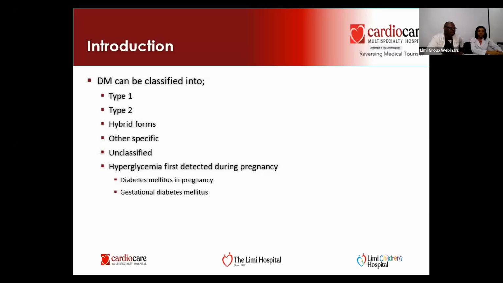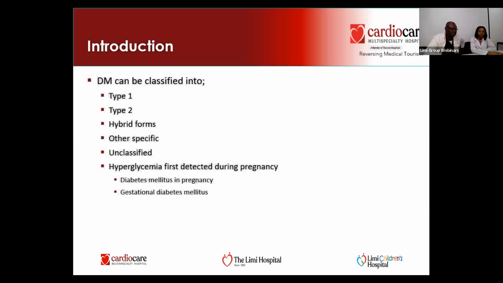One is latent autoimmune diabetes of adults, which used to be called type 1.5. It looks like type 1, but there are no ketones in urine. Also, we have ketosis-prone diabetes, or what we call Flatbush diabetes, which looks like type 2, but they are ketosis-prone, quite unlike type 2.